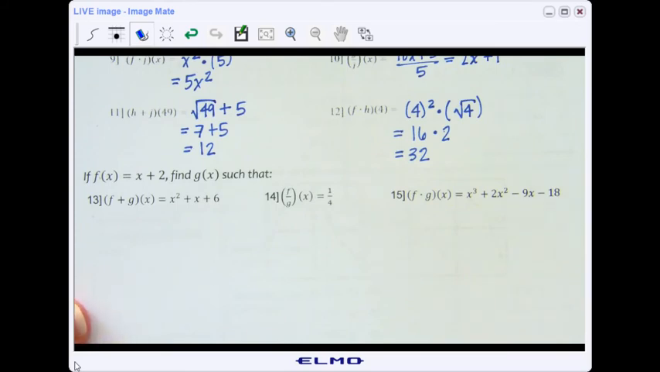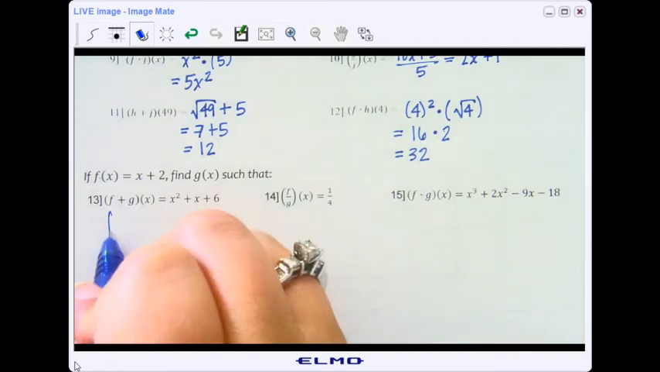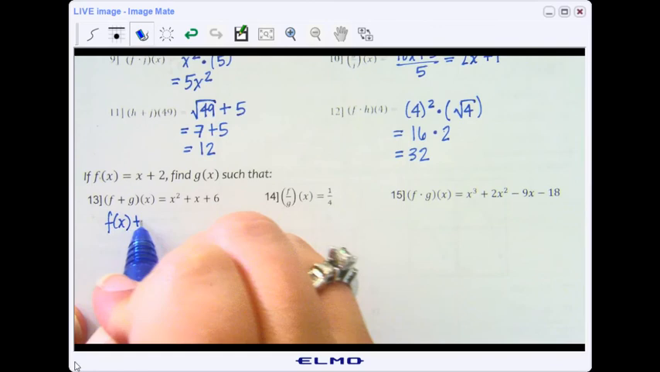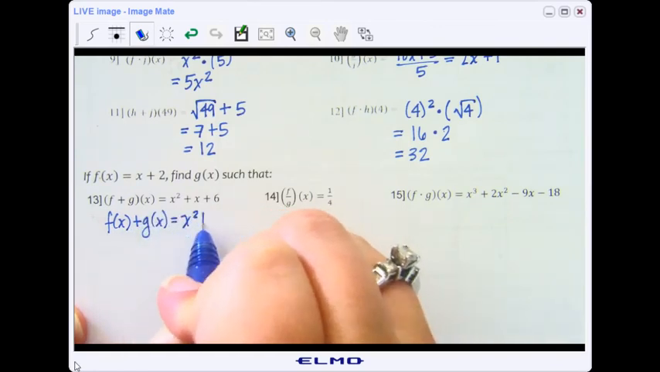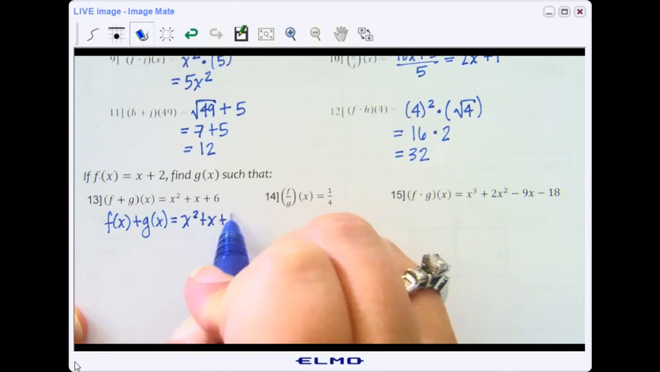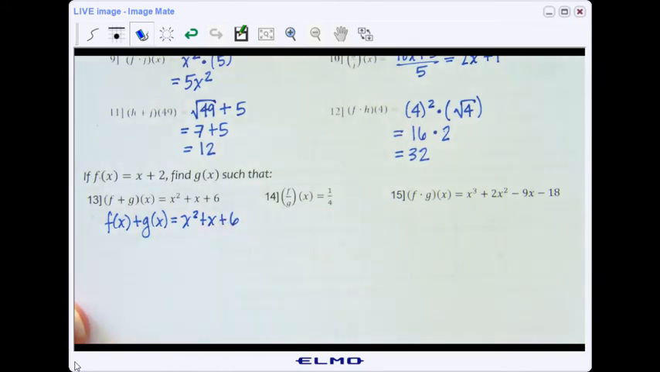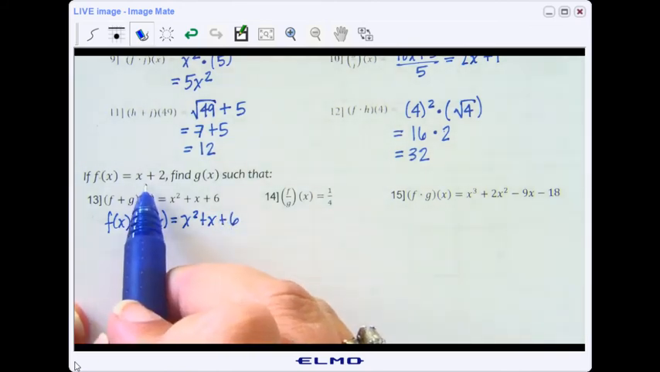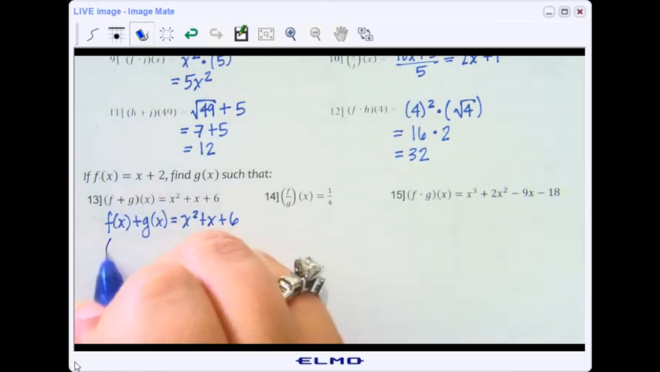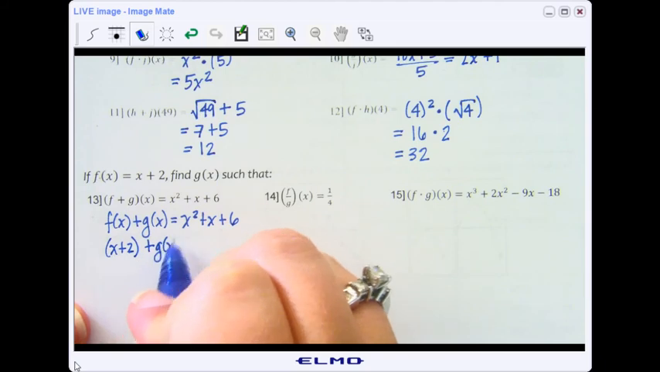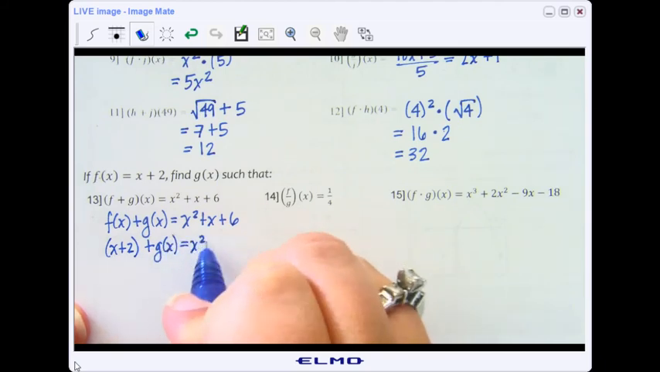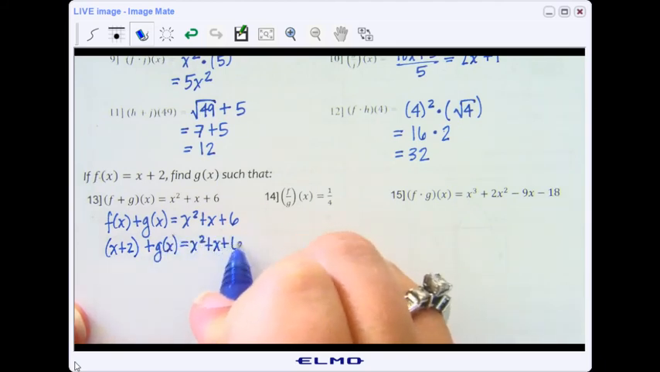In numbers 13 through 15, you're given f of x, and you're asked to find g of x so that the given statement is true. This says f of x plus g of x needs to equal x squared plus x plus 6. Well, I know what f of x is. It's x plus 2. So x plus 2 plus g of x has to equal x squared plus x plus 6.